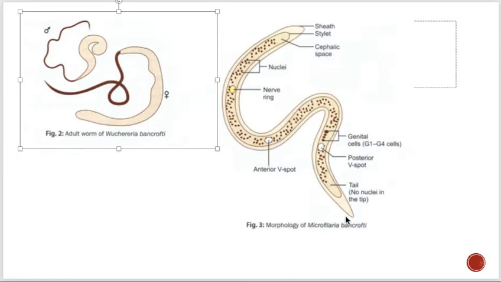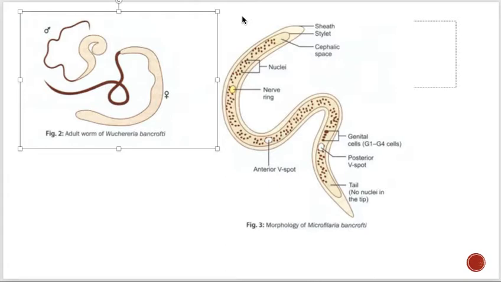The microfilariae are colorless, and they have a blunt end instead of this tapering end. You can see over here a lot of nuclei. There is an anterior V spot, a posterior V spot, and a tail. So this is how we identify them.